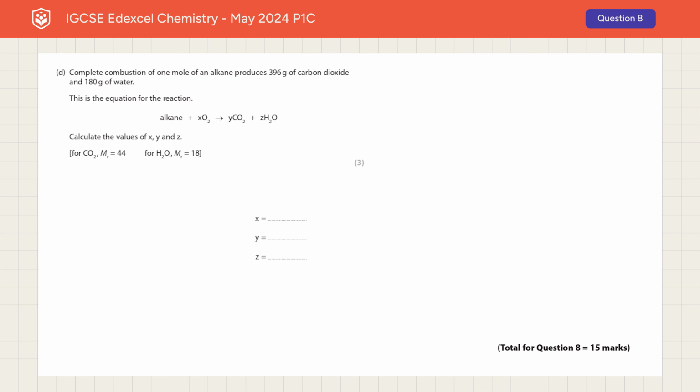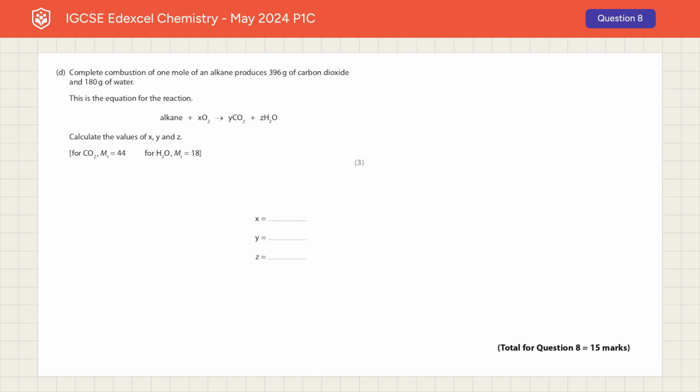Furthermore, the next question asks about an unknown alkane burning completely. We know the products are 396 grams of carbon dioxide and 180 grams of water. From just this, we need to figure out the balanced equation by finding the coefficients x, y, and z. We are told the relative formula masses, or Mr: for carbon dioxide it is 44, and for water it is 18. To calculate the moles, we use the mass divided by the Mr.